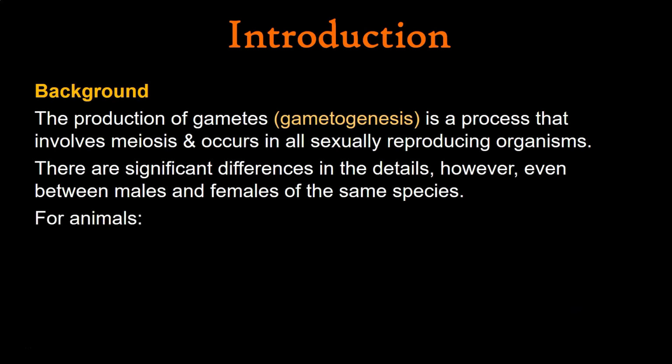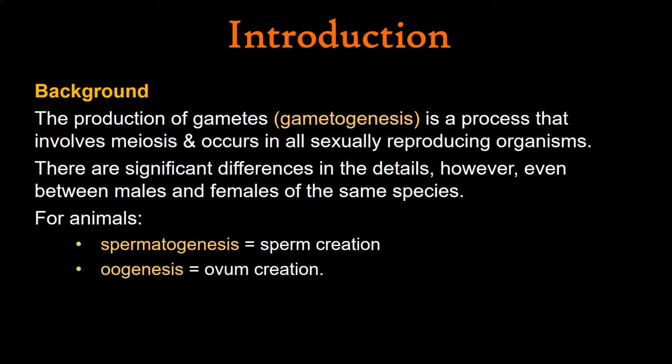We're going to be sticking to humans. Within humans, the process of gametogenesis for sperm is called spermatogenesis, and the process for creating ova is oogenesis. Notice it's not "ogenesis," it's oogenesis. You say the O twice.